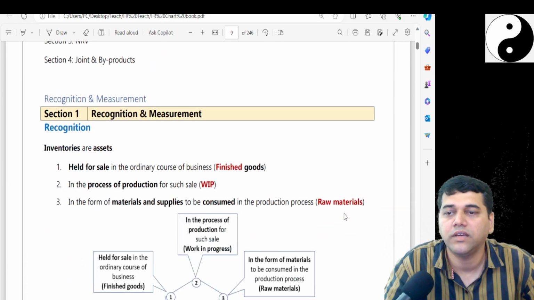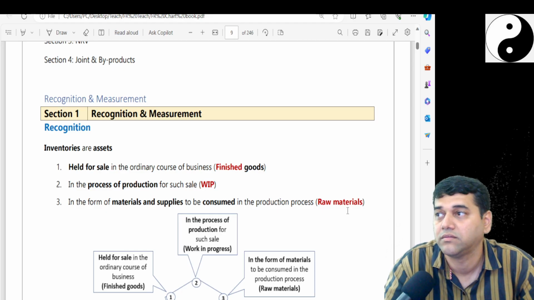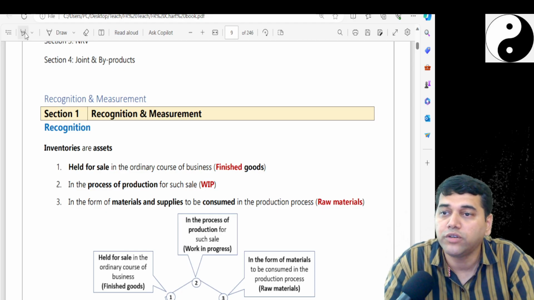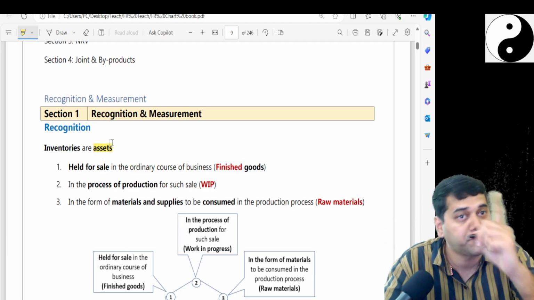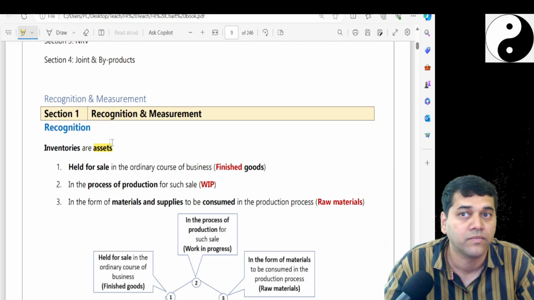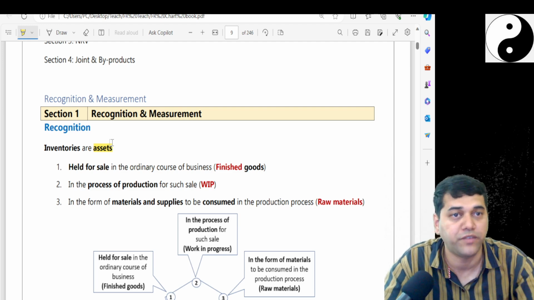So, recognition. When should you recognize inventory? Now, you need to recognize the inventory. What is an inventory? Inventory is an asset. 115 also says inventory is your asset. Why is it an asset? What is an asset? Because you are going to get future economic benefits.